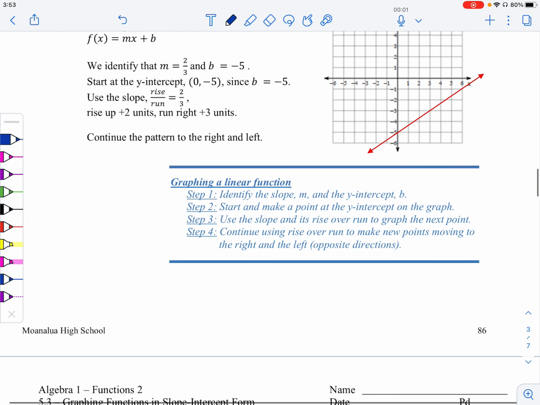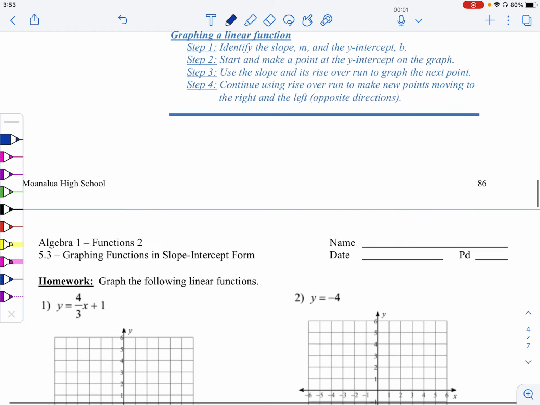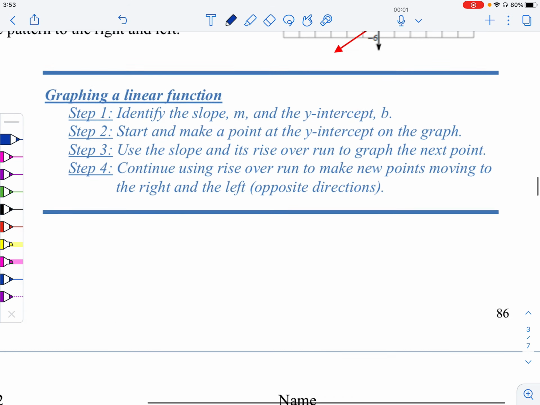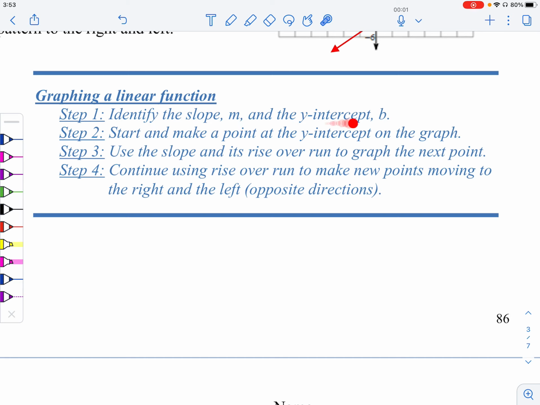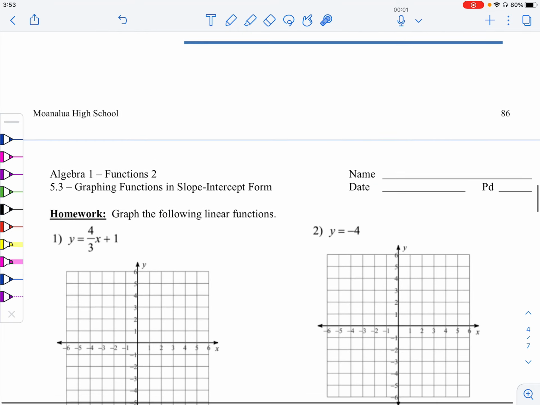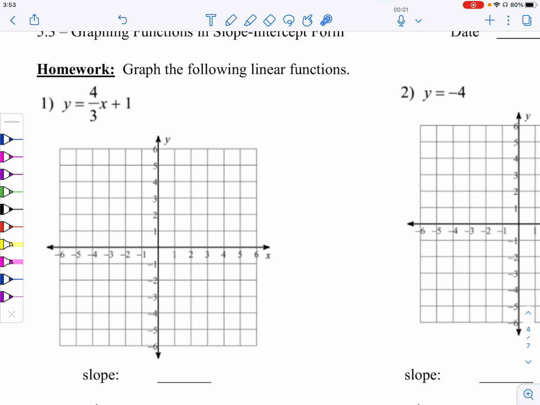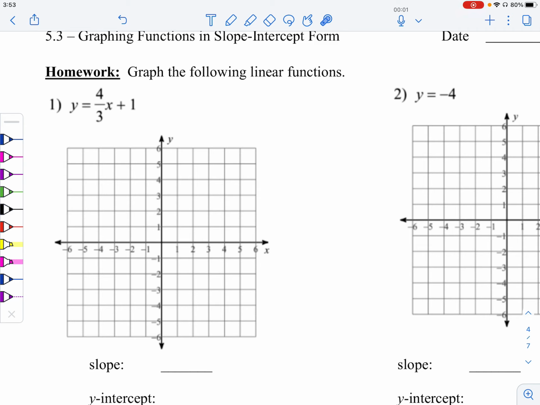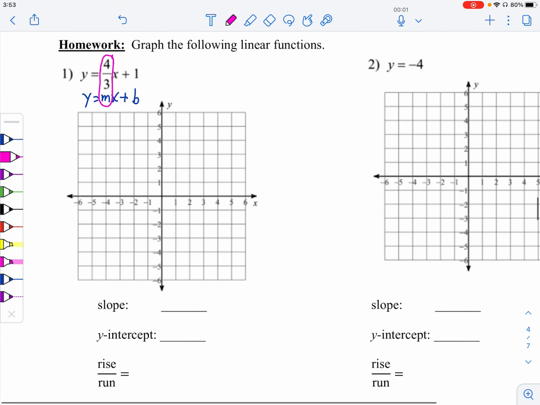Okay, so we're in a graph. Here are our steps. So identify the slope first, m, and y-intercept, b. We start at the y-intercept, and we use our rise over run. So that's our steps. Okay, so let's use this one. So first, we're going to identify what the slope is, what the y-intercept is. So compare it to y = mx + b. We can see our slope is 4/3. So we can write that in, 4/3. Our y-intercept is +1, so that's at point (0, 1).